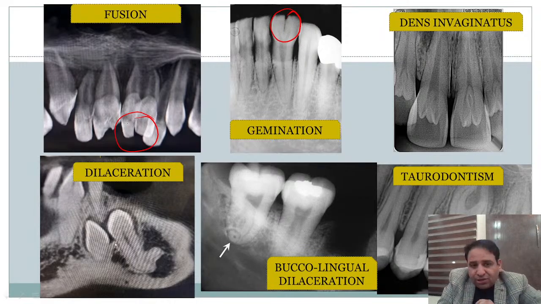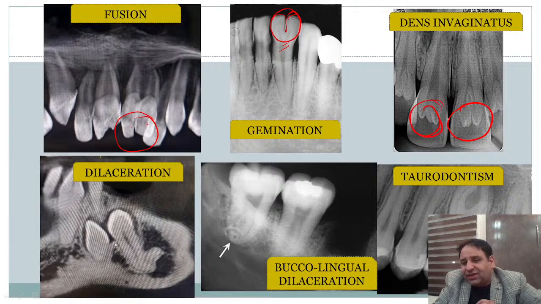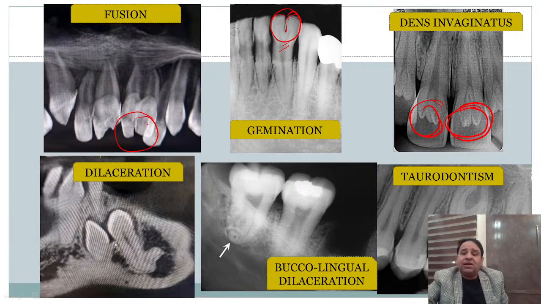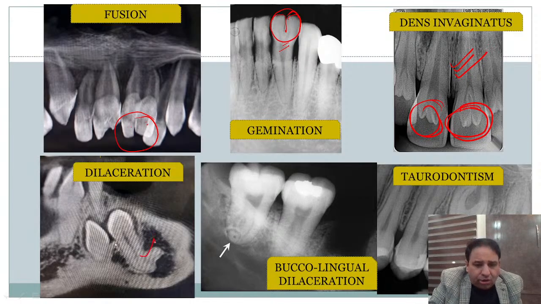So this is fusion when two crowns are fused. This is gemination. The crown is dividing into two halves. This picture I have already shown, that is dens invaginatus, infolding of enamel into the dentine. Dilaceration, you all know, lateral bending of root is dilaceration. And this also you know that sometimes if there is bucco or lingual dilaceration, we can see the presence of apical foramen.